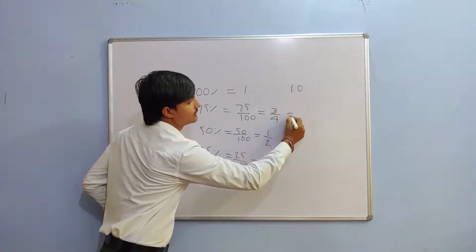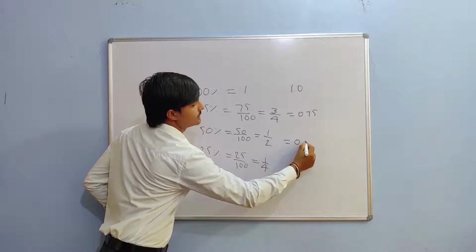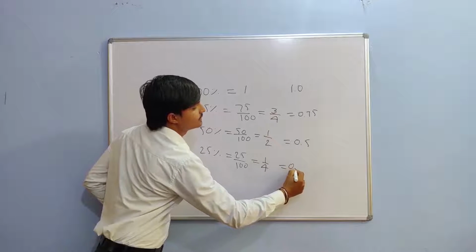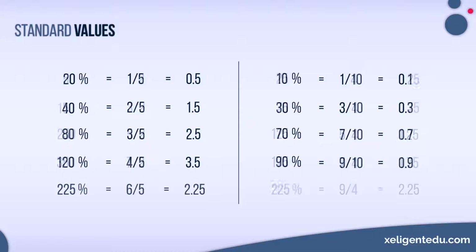And this is 0.75, this is 0.5, and this is 0.25. These are all some of the standard values. Remembering all these standard values will help you to solve problems conveniently or in a simplified way.